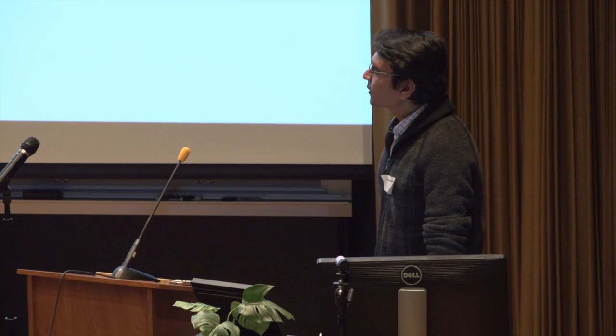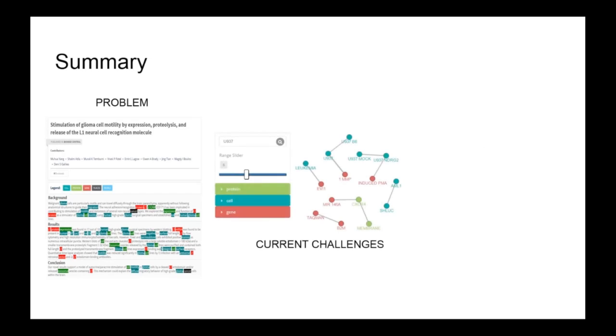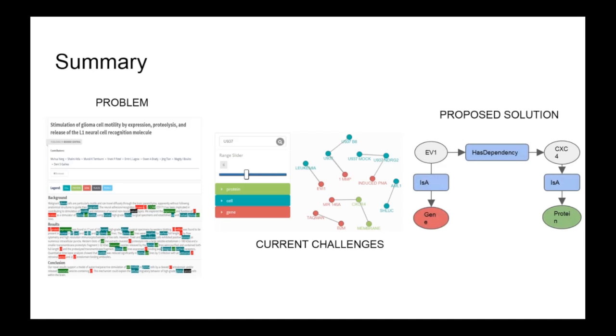So to summarize my talk, this is what we want to achieve: annotate documents. The current challenge is that looking at the graph, I cannot say what the relationship type is because all the entities are equal and linked somehow. And the proposed method is to annotate the relationship types themselves to make it much more informative.